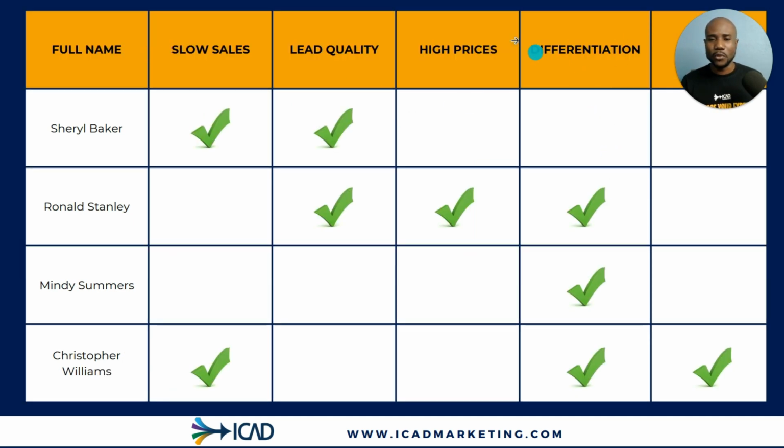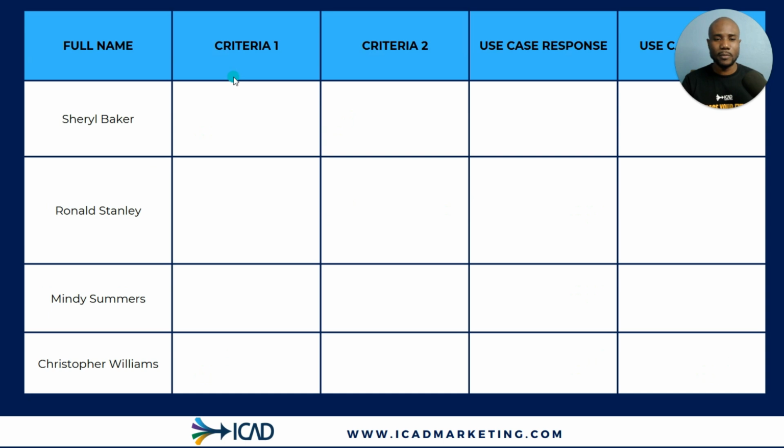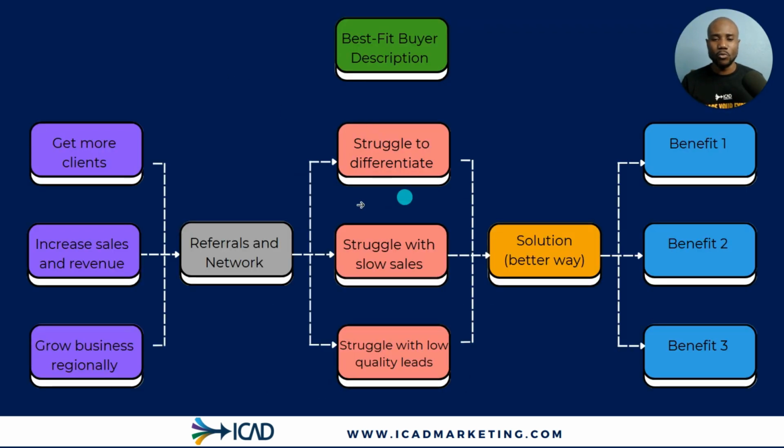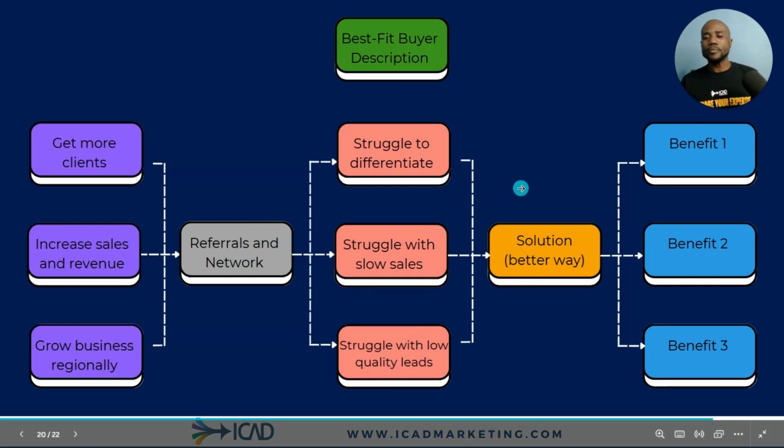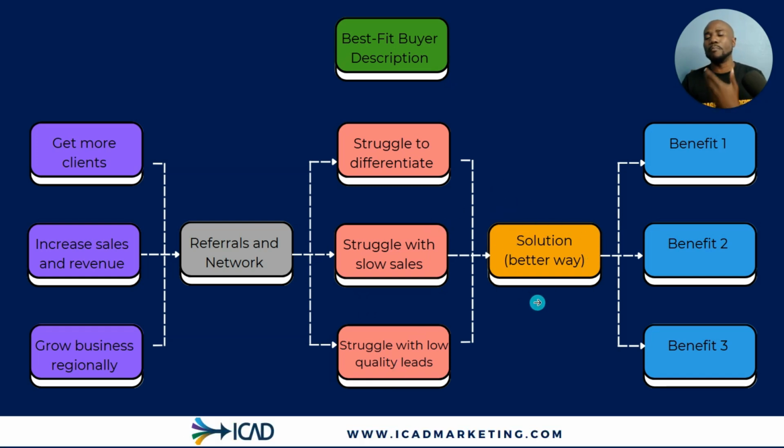Based on these top 3, differentiation, lead quality, slow sales, this is what we would now fill in right here. Top struggle to differentiate their brand. Struggle with slow sales, struggle with low quality leads, right? These are all the problems and we'll fill that out. Here would be the solution or the better way of actually doing it, right? So this is now where we actually fill in what your offer is, what your solution, whatever the case may be. And then the final segment or steps here would be the benefits as a result of implementing our solution and our better way.